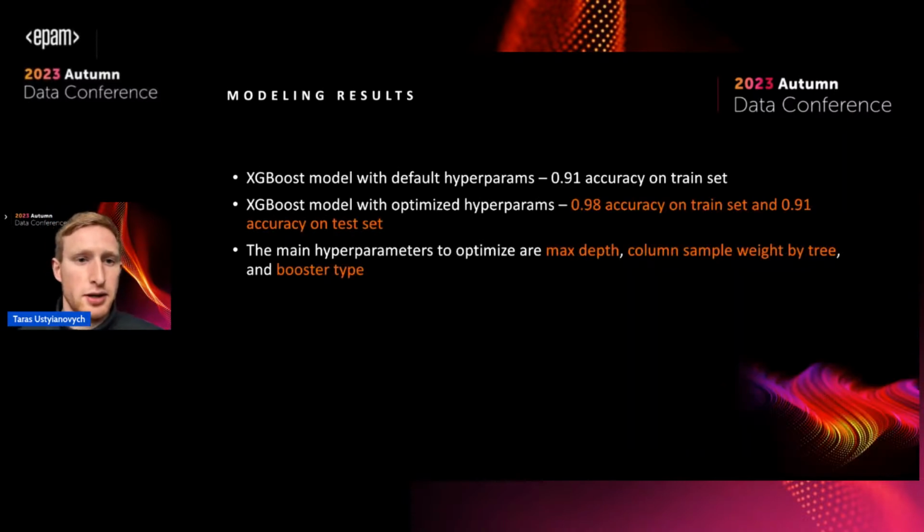And here are the results. So when we trained the XGBoost model with default hyperparameters, we got 91% of accuracy on the training set. I haven't checked on the testing set, but definitely it was worse than with hyperparameters optimization. For the latter one, you see 98 accuracy on the train set and 91 on the test set, which is pretty cool. And here you can see what were the hyperparameters that we shall optimize when dealing with such a thing.